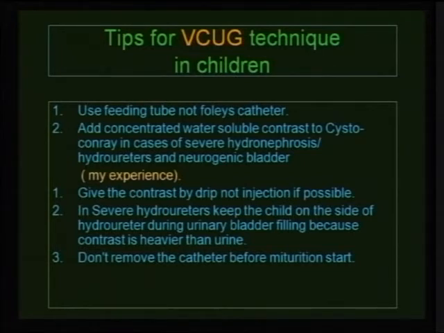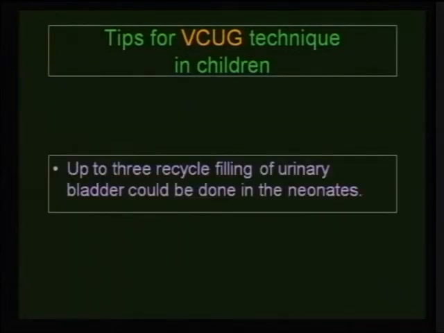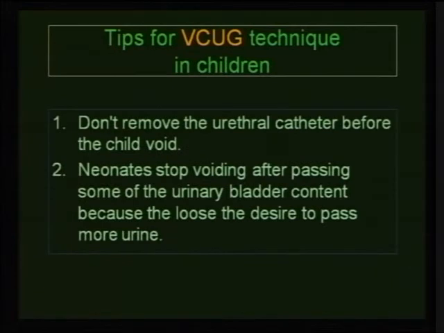Don't remove the catheter until the child starts micturition. If you remove it, you are going to radiate the child for a long period and he's not going to micturate. In the neonate, you find the children, as soon as you put the contrast, they empty the bladder. So you may do multiple cycles to be sure that there is no reflux. And as we have said, we don't remove the catheter until the child starts micturition. You'll find those neonates start micturition, then they stop, and they are not going to micturate again. Don't radiate them more. They lost the urge for micturition. If you saw the urethra, that's enough. Stop the examination.